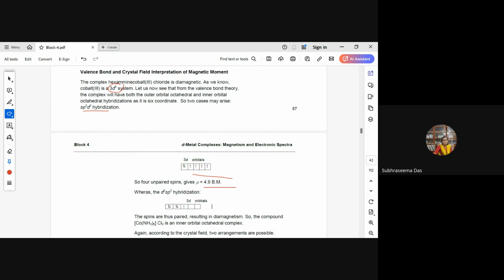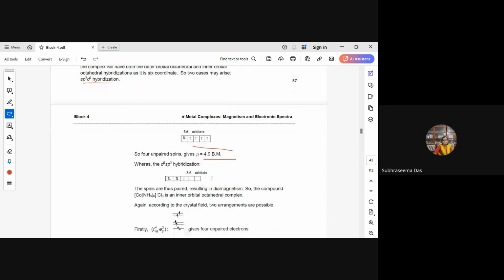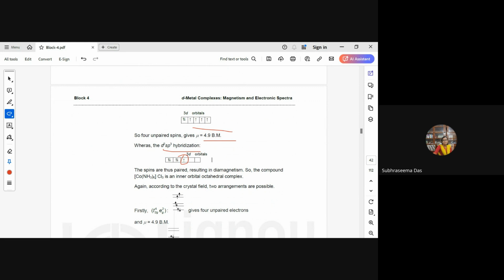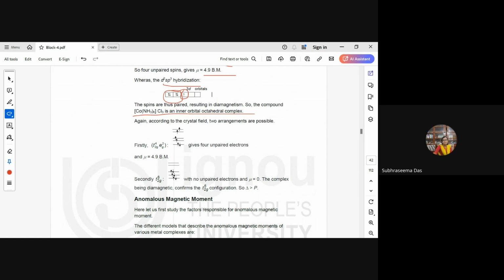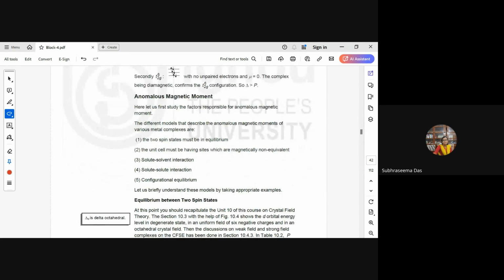For this 3d6 system, there is also the possibility of d2sp3 hybridization. Here only one unpaired electron is present. What happens here is that in this case the spins are paired. The compound here is an inner orbital complex. Here they are paired and here these are all unpaired. According to CFT, these two types of arrangements are possible, and thus d2sp3 hybridization is possible.